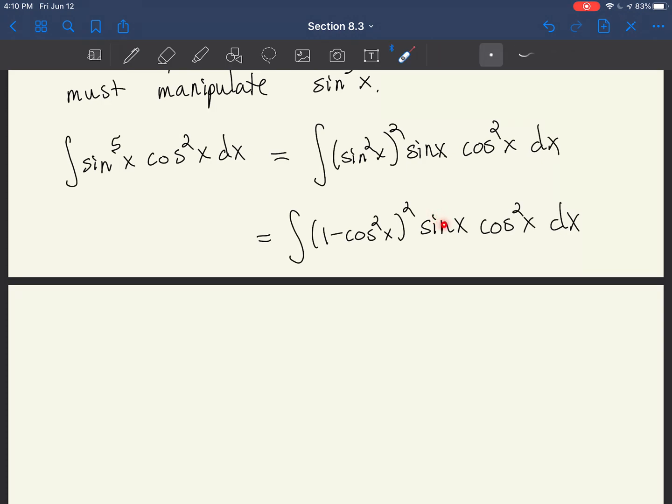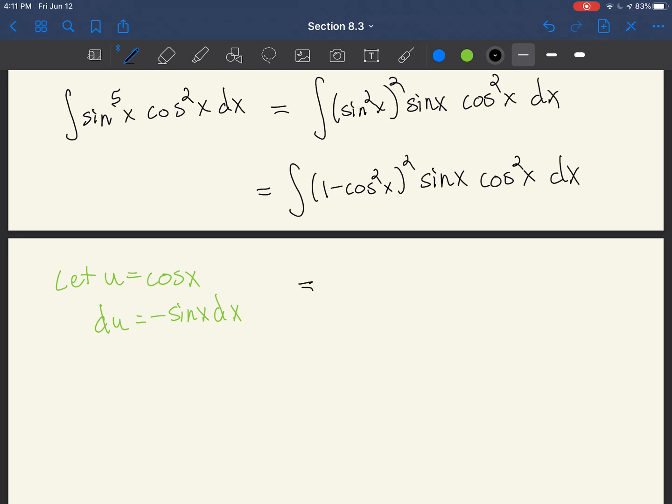And now that we have 1 power of sine, we let u equal cosine x. Then du will equal negative sine x dx. So our integral becomes the integral of 1 minus u squared squared. The sine x is absorbed in the du. And I forgot my negative sign, so let's put that out there. And then we have cosine squared, which is u squared, du.